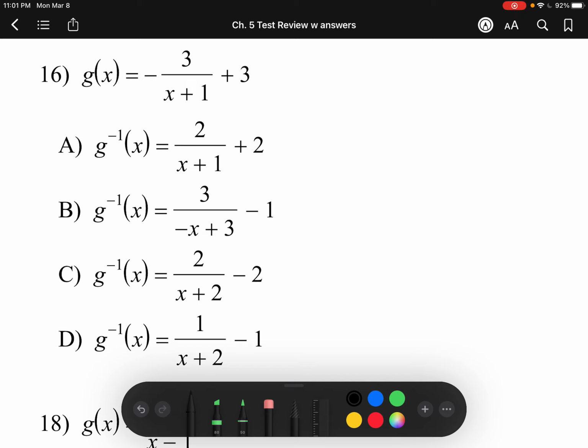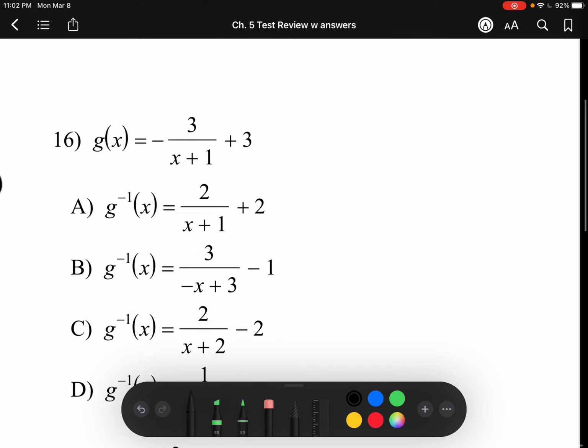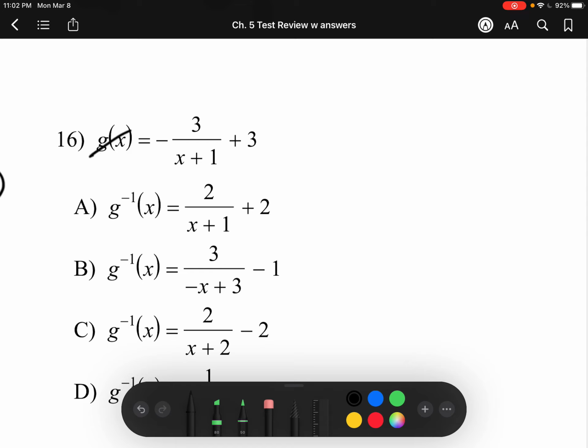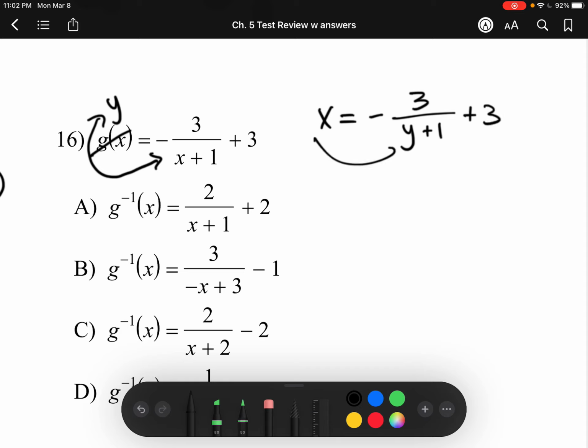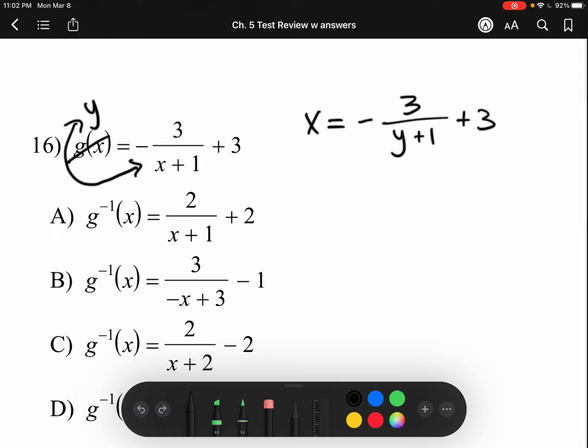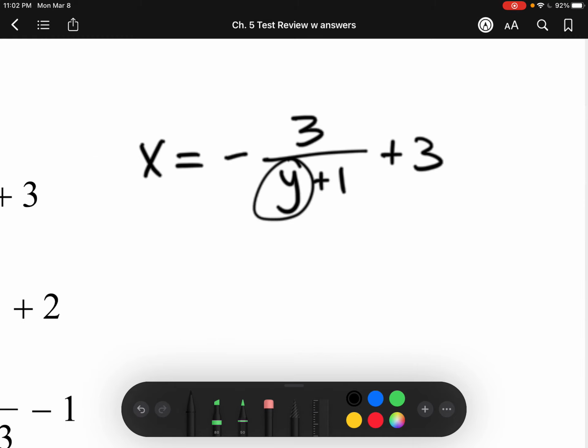So for number 16, we have g of x is equal to -3 over x plus 1, plus 3. So step 1, we're changing g of x to y. Step 2, we're going to interchange x and y, right? So our equation becomes x is equal to -3 over y plus 1, plus 3, right? We switch the positions of x and y. So now the third step is to solve for y.